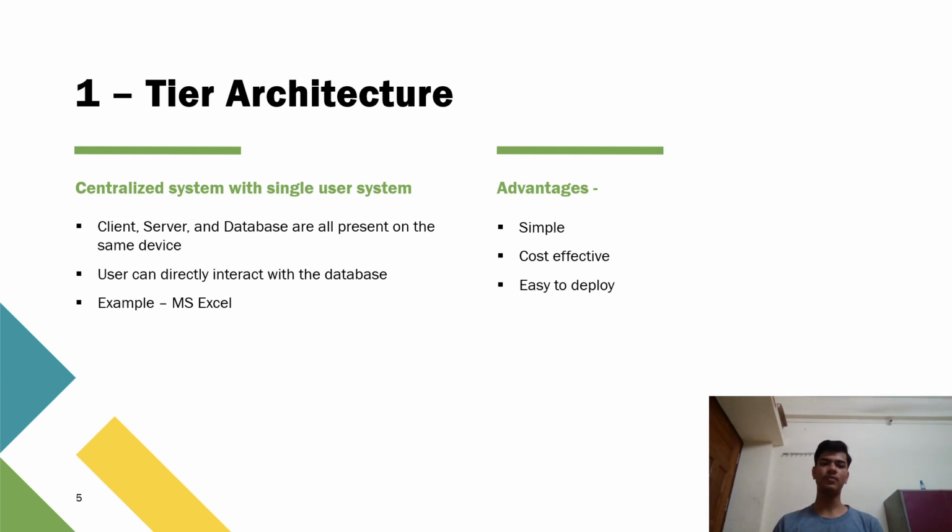Now talking about one tier architecture, it is a centralized system with single user system. In this architecture, the client, server and database all are present on the same device, and since it is on the same device, the user can directly interact with the database and change the database. For example, MS Excel, because it has all the data stored in it.